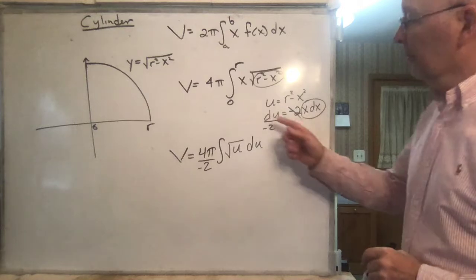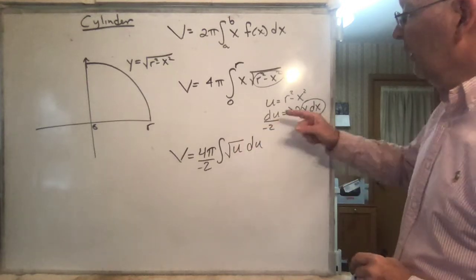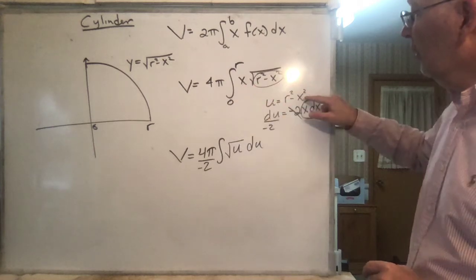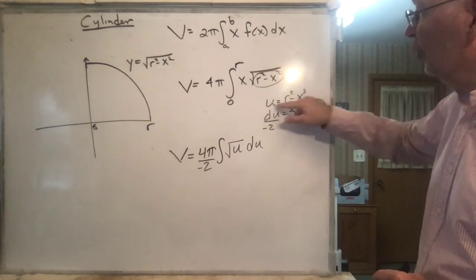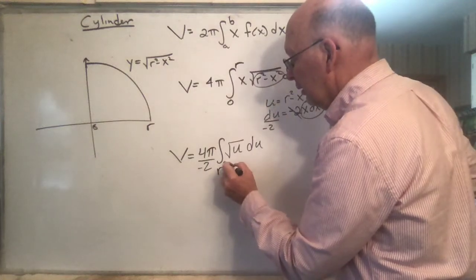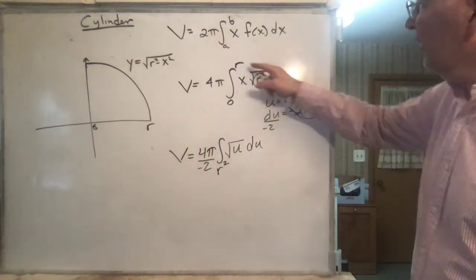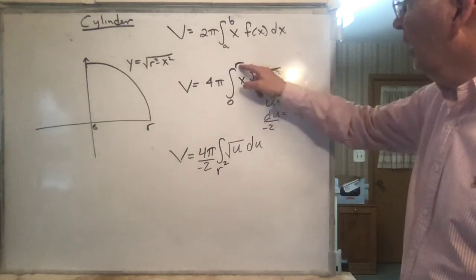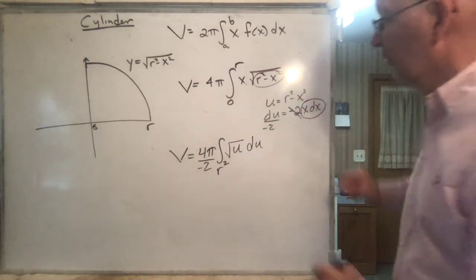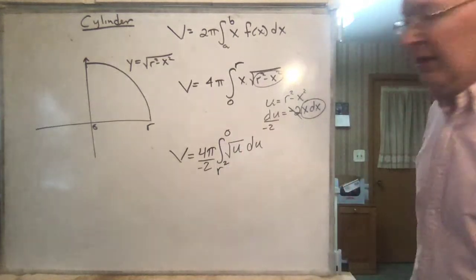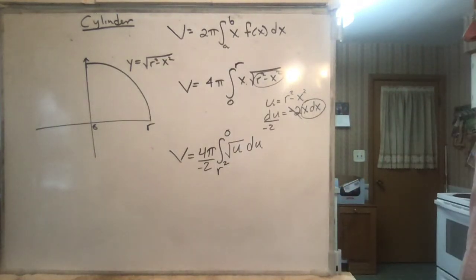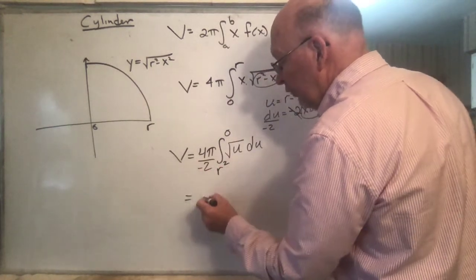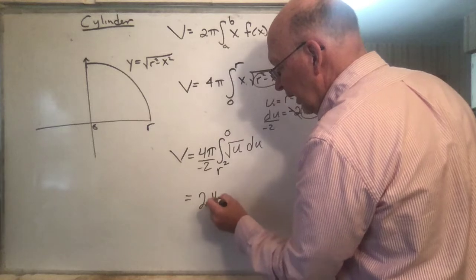And now, what are the new limits of integration? You have to change the dummy variable. When x is equal to 0, u is going to become r squared. And when x is equal to r, you're going to get r squared minus r squared, which is 0. So that's what we need to evaluate. I'm going to make things a whole lot easier by first of all noting that 4 over 2 is 2, so I'm going to write this as 2 pi.